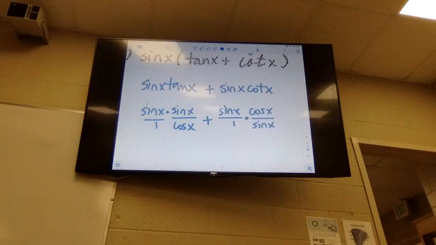Now we're going to start simplifying or multiplying. On the first one, I don't have anything I can cross out or simplify. I just have sine times sine and then 1 times cosine. This isn't cross multiplication. When two fractions are being multiplied, the tops go together and then the bottoms go together. So I'm just going to do sine times sine, which is sine squared, over 1 times cosine, which is just cosine.